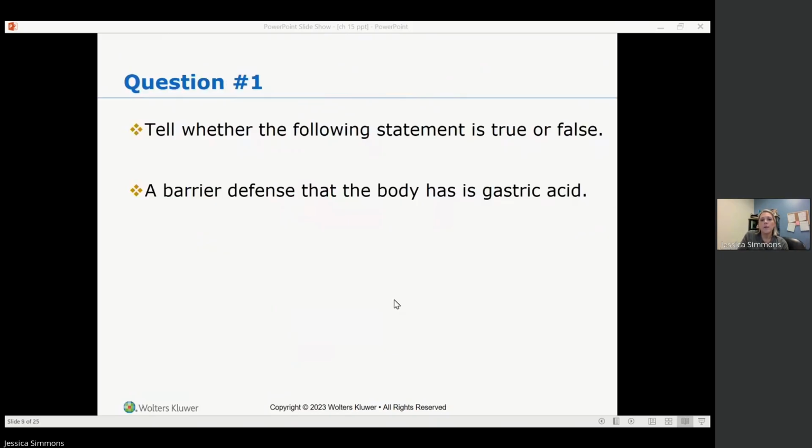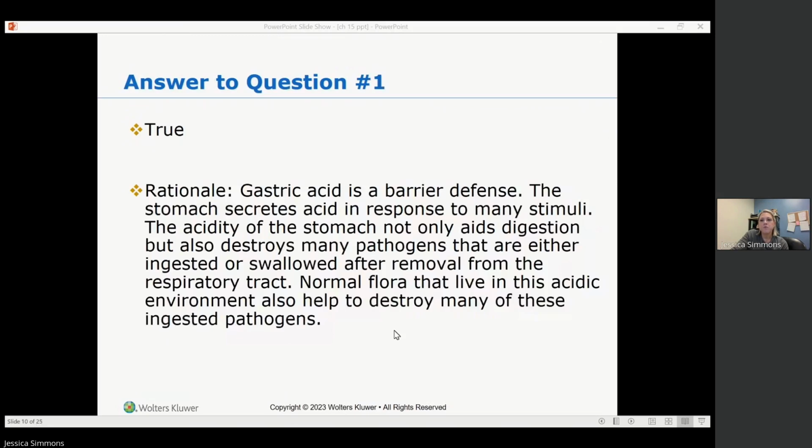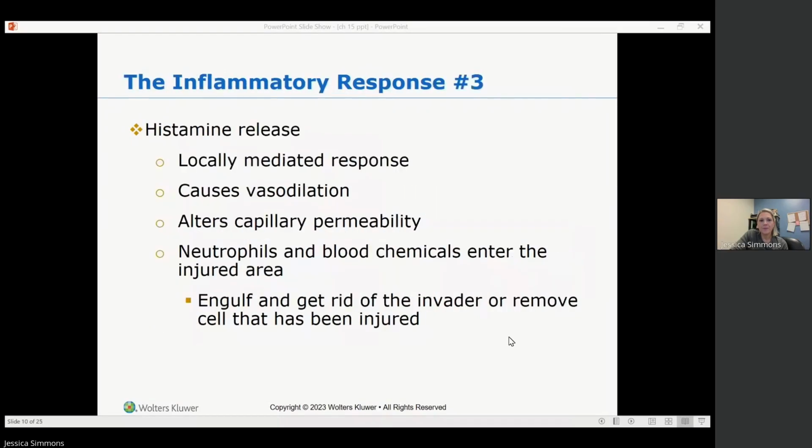True or false, a barrier defense that the body has is gastric acid. That is true.